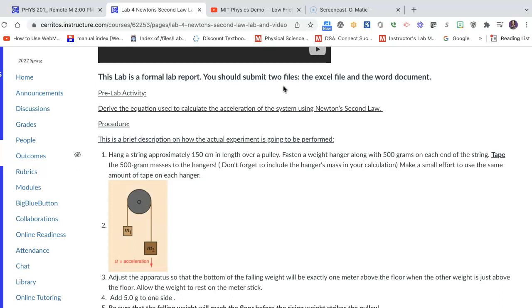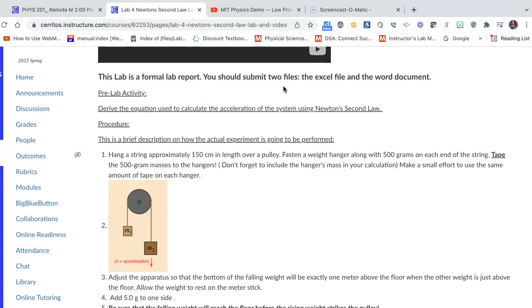Now, the procedure here is a brief description of how the actual experiment is going to be performed, very similar to what the professor did in the video. The length of the string is not really important, but we add it based on the tables that we're going to use in our labs. I'm going to have 500 grams on each end of the string.